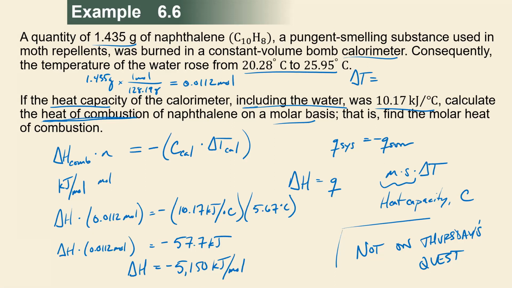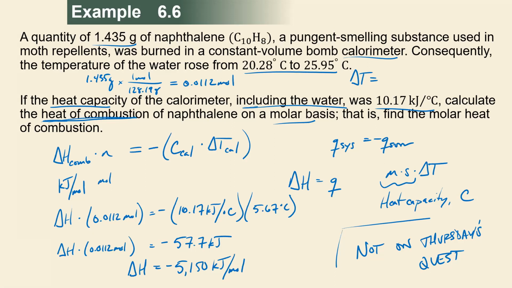Dr. Davis, yes, I have a question about this problem specifically. So when I read the problem and I see calculate the heat of combustion, I understand now why that's delta H. But when it says on a molar basis, I would think that means we would need to divide by moles. So how did you know to multiply by number of moles?